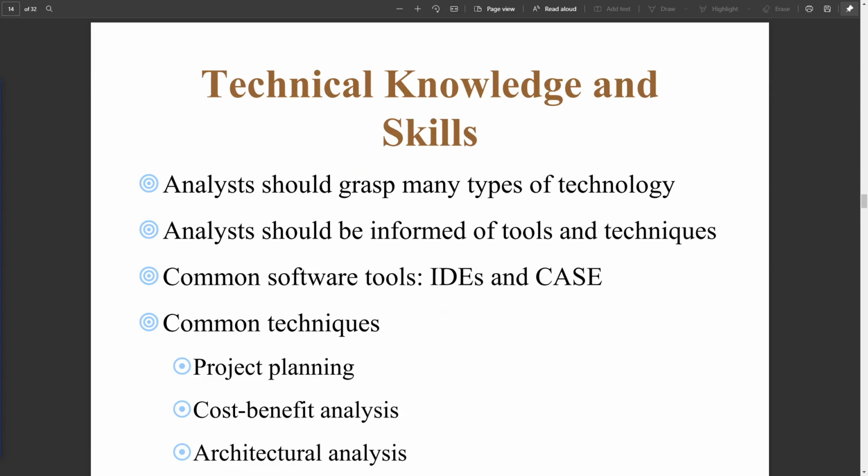So now here, technical knowledge and skills. So analysts should grasp many types of technology. So analysts should be informed of tools and techniques. So the common software tools for technicalists ay yung IDE, kung saan tayo nagsusulat ng code, and case tools. So yung case tools is that you actually make the platform without actually writing code. So parang pwedeng drag and drop lang and then boom, you have your system. So the common techniques here are the following, which is your project planning, yung cost-benefit analysis, and the architectural analysis.